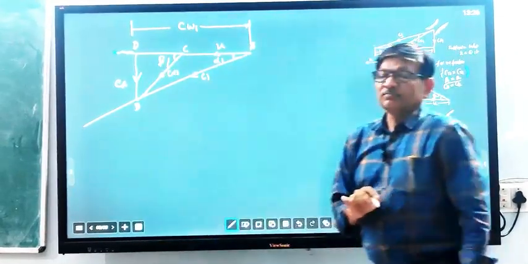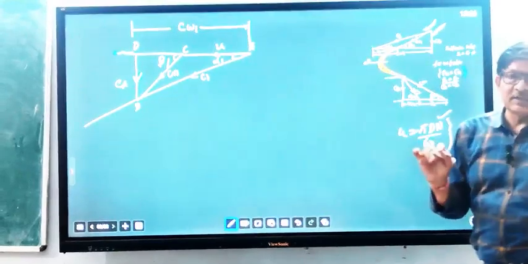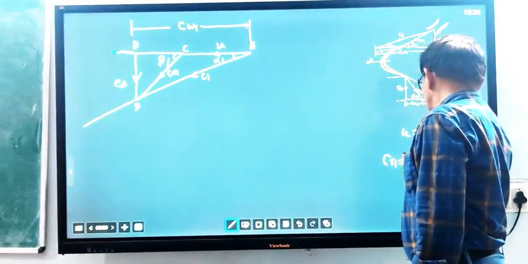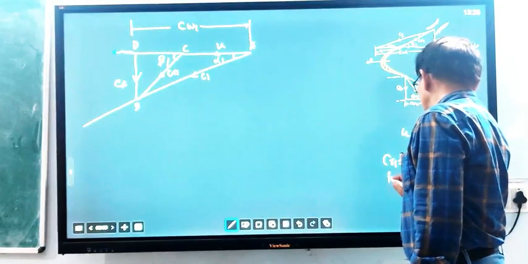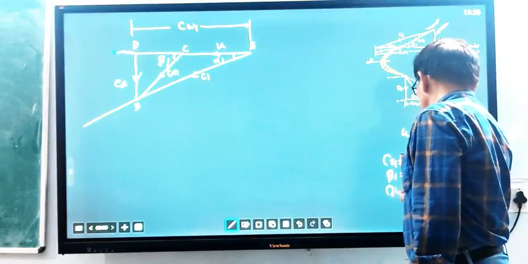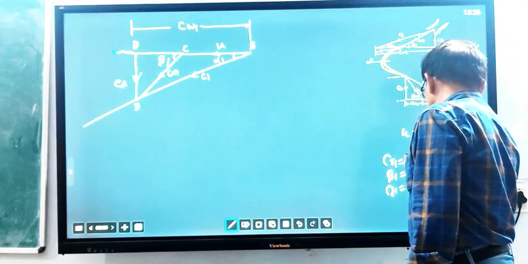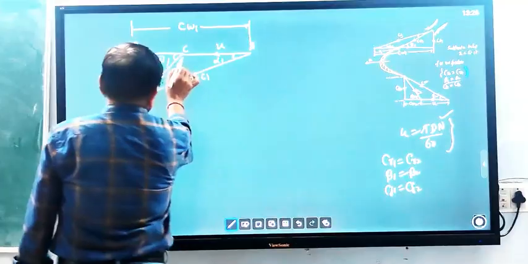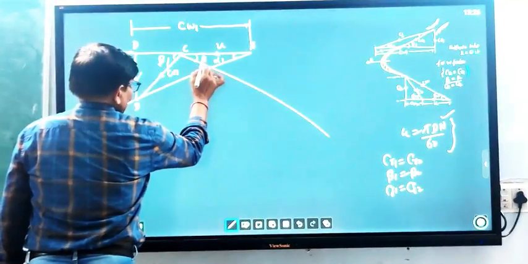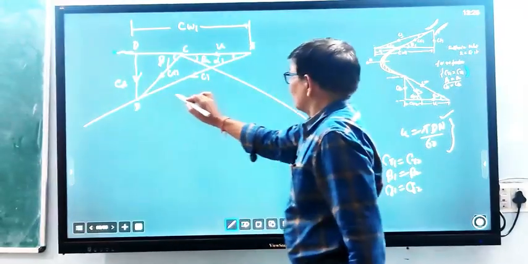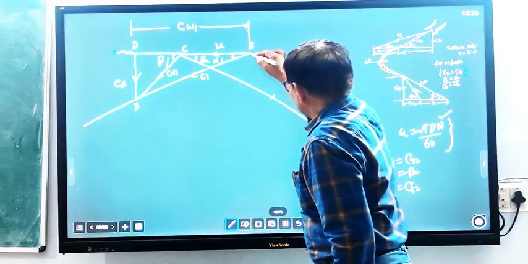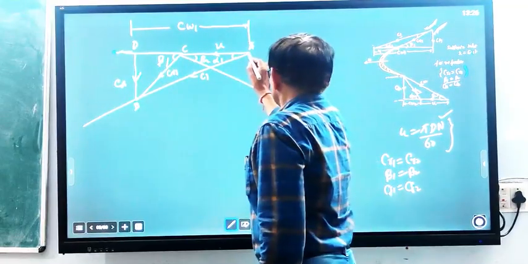And how can we draw this? Because we know that if there is no friction in the blade, CR1 equals CR2, beta 1 equals beta 2, and CF1 equals CF2. So take angle beta 2, the same angle, and draw a line. This is beta 2, and cut the same value, CR1 equals CR2. Cut the same value and join the line, join here and extend this value here.